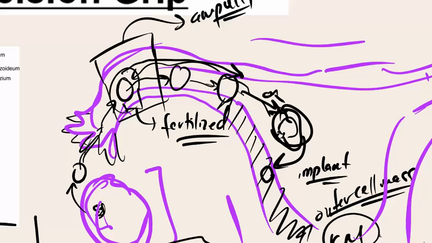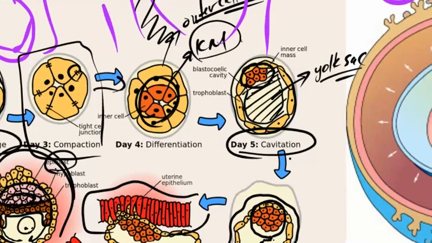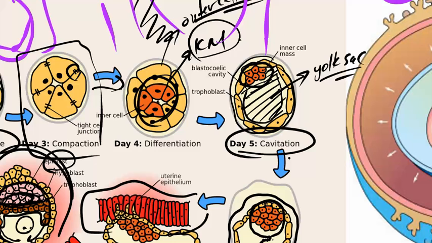So you get the cleavage, you get the compaction, and you get the differentiation. Depending on the location of the cells that are multiplying, they will differentiate. So the ones on the inside will become your inner cell mass, and the ones on the outside will become the outer cell mass. The outer cell mass will become your trophoblast, which is your future placenta. The inner cell mass is the one that's going to become the embryo proper. But in that inner cell mass, you're going to get a cavitation occurring, and that's going to become your future yolk sac.